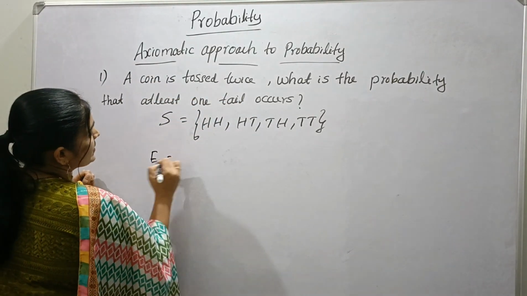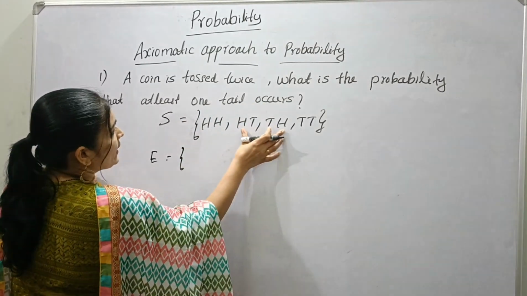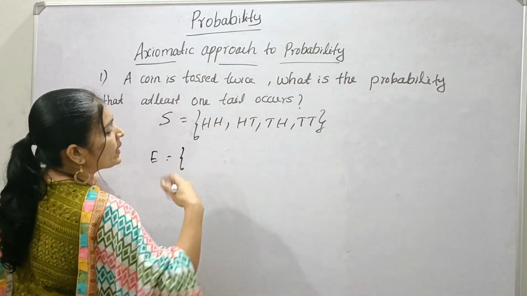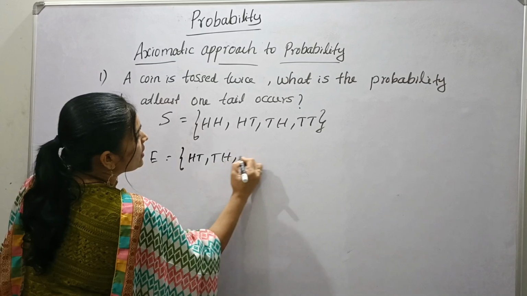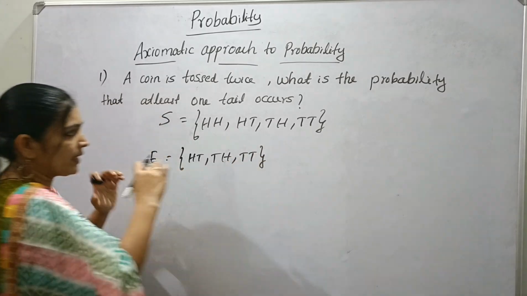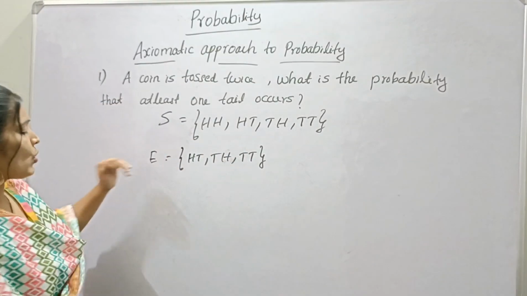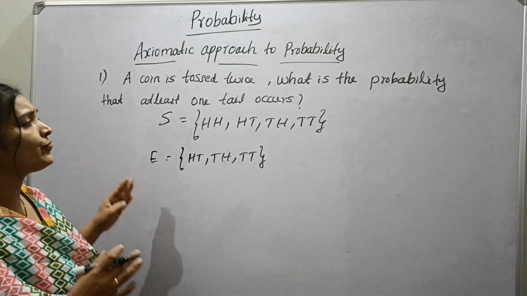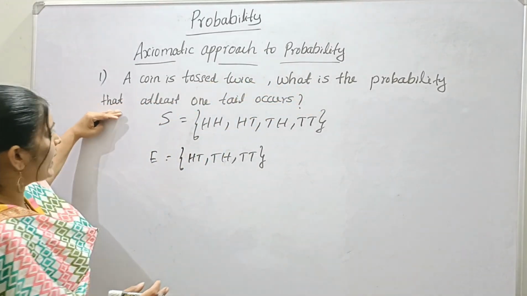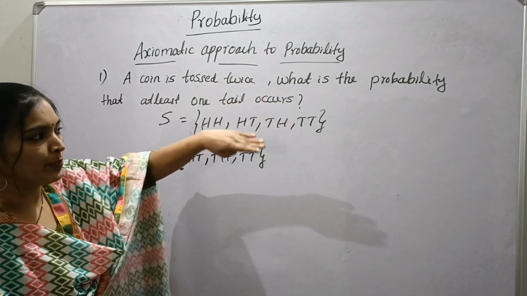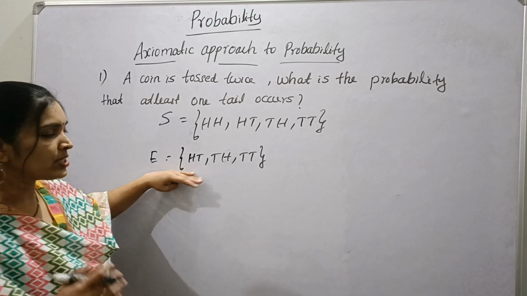Now the given event is that at least one tail occurs. What are the elements? At least one, so T greater than or equal to 1. So HT, TH, TT are the elements of E. So here we have to find the probability of this event E, that at least one tail occurs.